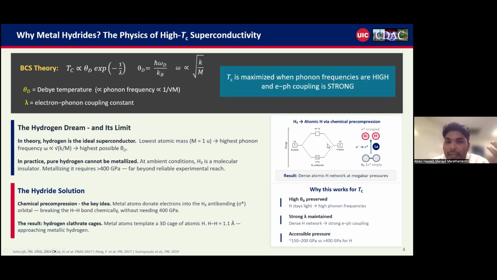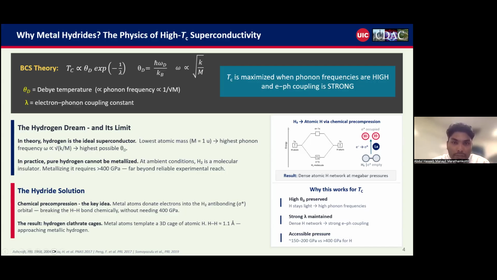When a metal atom like lanthanum sits adjacent to hydrogen, it donates electrons into the H2 antibonding sigma orbital at the high pressures in the metal hydride. This weakens and eventually breaks the hydrogen bond chemically, without mechanical compression. Hydrogen is dissociated into an atomic form without needing the 400 GPa. That is a chemical pre-compression acting at the electronic level.